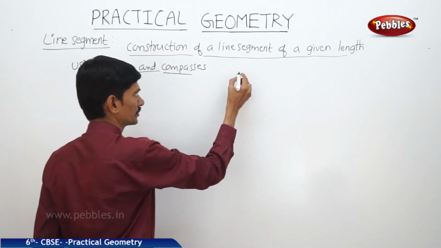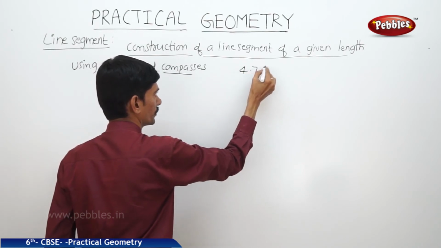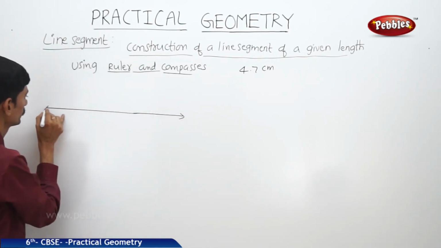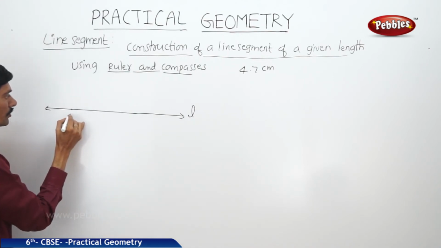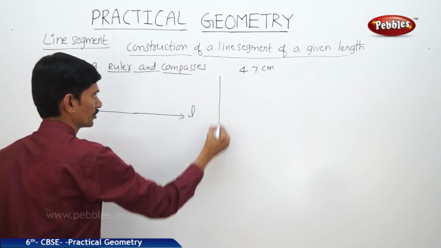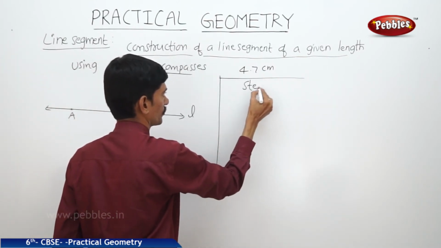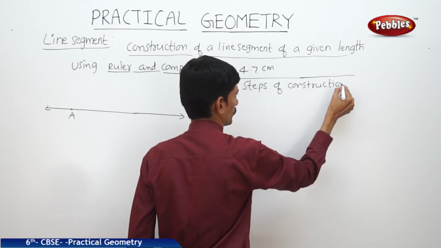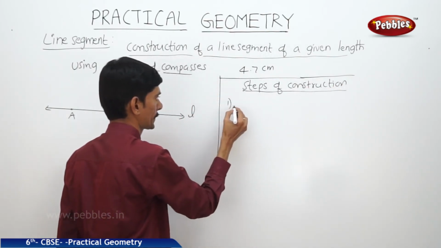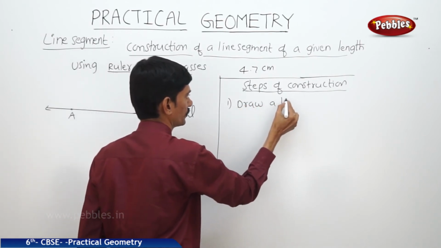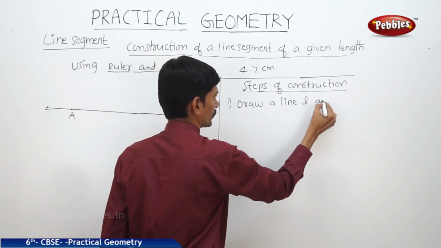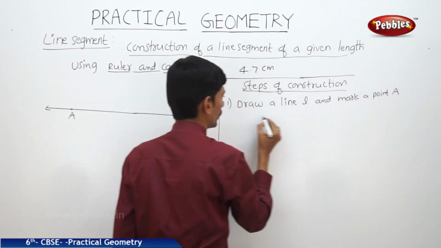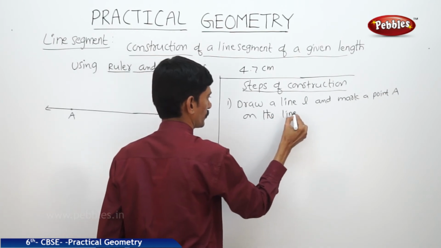So let us draw the line segment of length 4.7 centimeters. Now first let us draw a line L and mark a point A. Now immediately you write the steps of construction. Draw a line L and mark a point A on the line L.